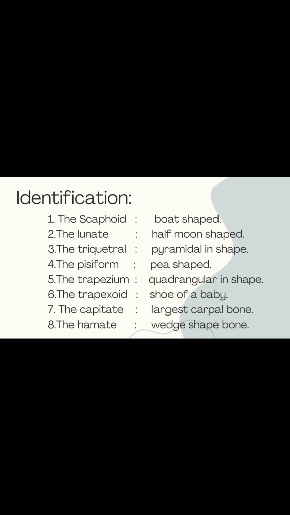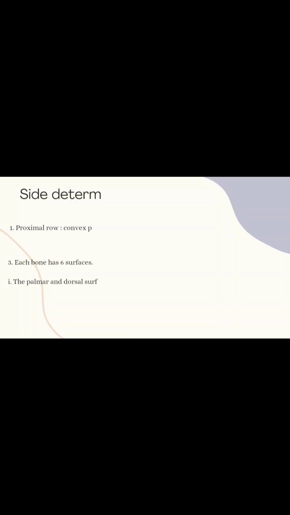Identification. The scaphoid: boat-shaped. The lunate: half-moon-shaped. The triquetral: pyramidal in shape. The pisiform: pea-shaped. The trapezium: quadrangular in shape. The trapezoid: shoe of a baby. The capitate: largest carpal bone. The hamate: wedge-shaped bone.